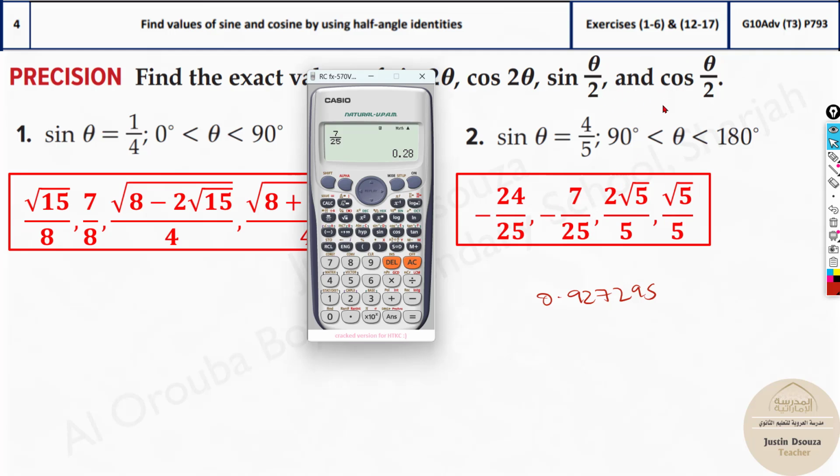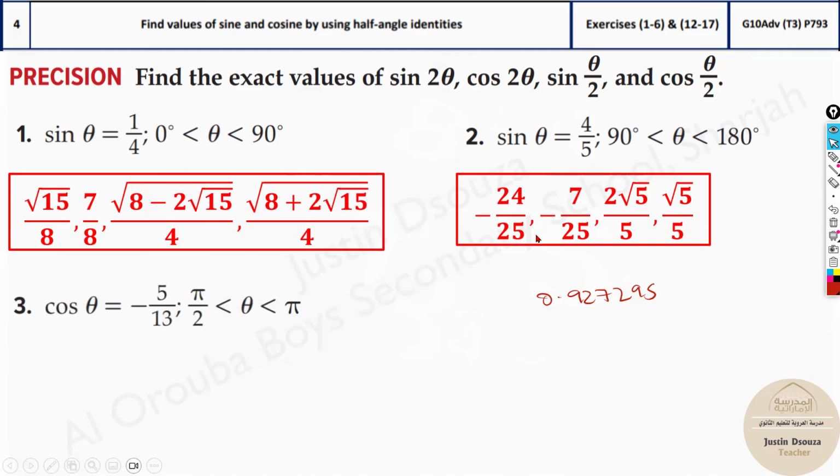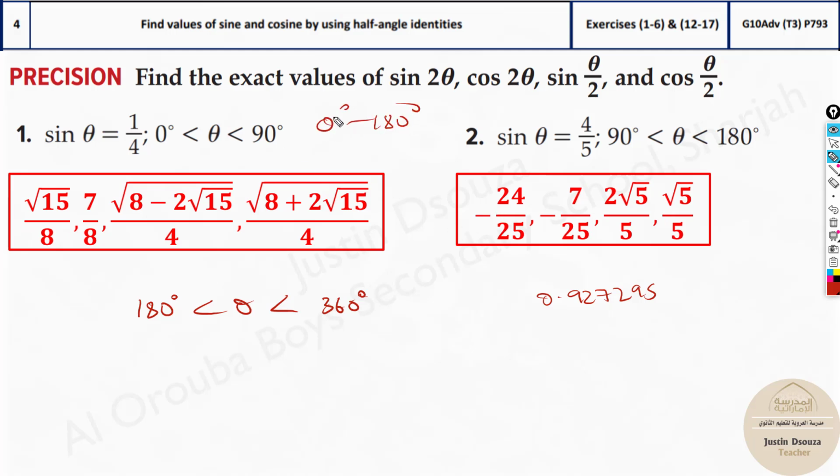But here you should do the formula method. But now, how do I know which is positive, which is negative? Here we have been given the range of theta, right? So let's multiply both the sides by 2. So what do we get? 180 degrees less than 2 theta less than 360 degrees. Now, is sine positive from 180 to 360? No, sine is positive only at what? 0 to 180 degrees. This is beyond that, so that's why it's negative.